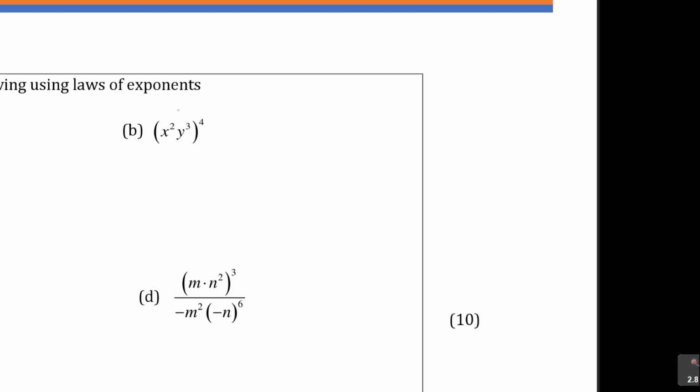I think it will be better to work it here. To say (x^2 y^3)^4. Look at this. Similar, it's the same thing.